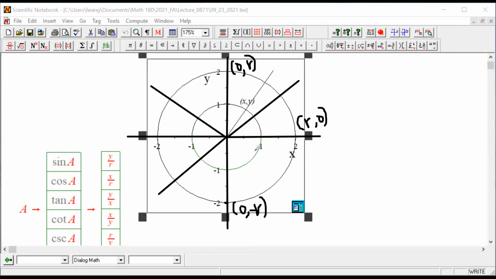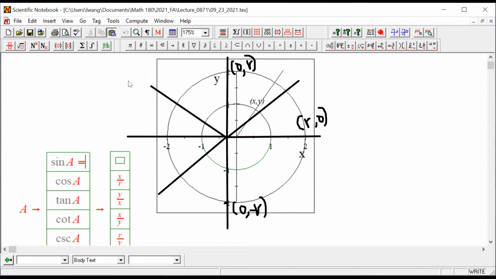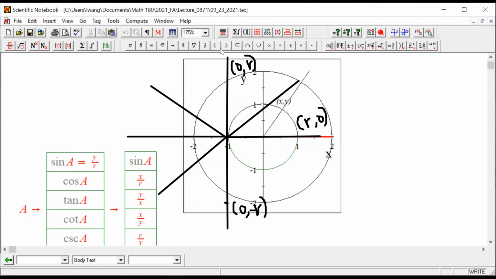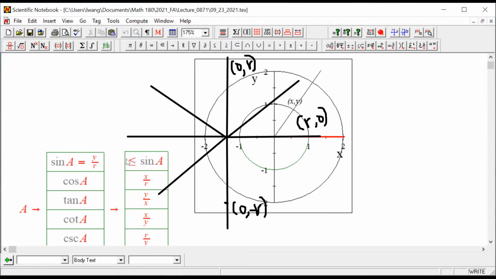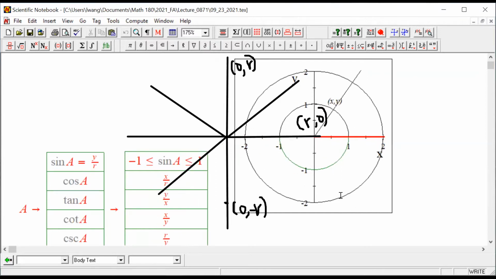Therefore, the range of sine is this. Did you guys write it down? Did you guys mark those? Okay, so the range of sine, I'm going to put the definition over here. The range of sine is always going to be between -1 and +1.